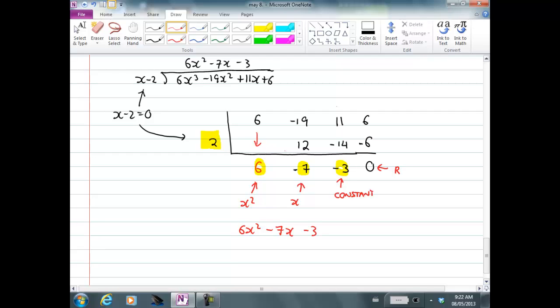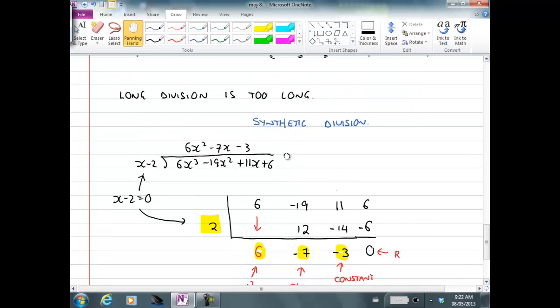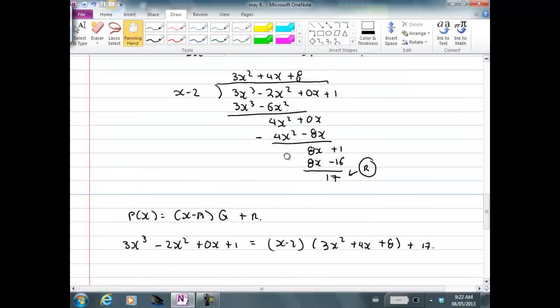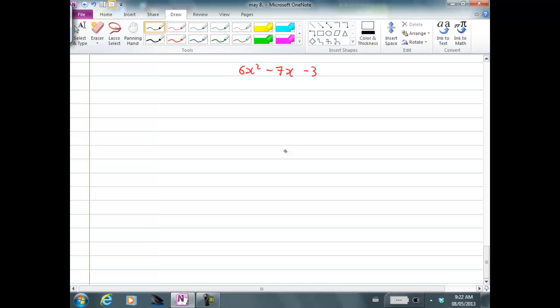See how easy and fast it was? I can't show you this method until you learn how to walk using long division. You can't fly until you learn how to walk first. Try this using synthetic. My question to you before was, you know the answer now. I want you to do it using synthetic division.